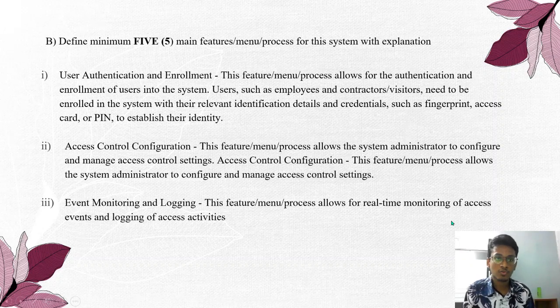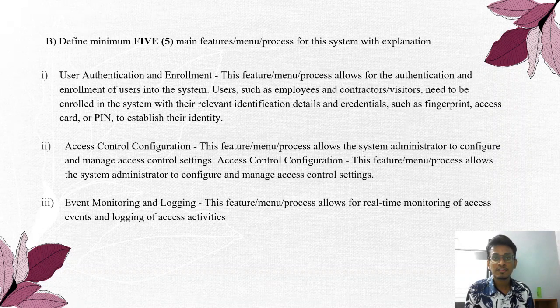Okay, so for question B, which is to define a minimum of 5 main features or menus or processes for this system with a proper explanation. So for the first, user authentication and enrollment, this feature, menu or process allows for the authentication and enrollment of users into the system as well.